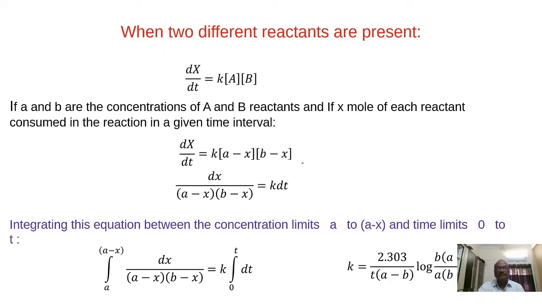Similarly here also we shift the concentration terms towards the LHS and time towards the RHS. When we shift a minus x and b minus x towards the LHS, what happens is dx by a minus x into b minus x is equal to K into dt. It means the concentration terms are represented on the left hand side and the time factor is represented on the right hand side.